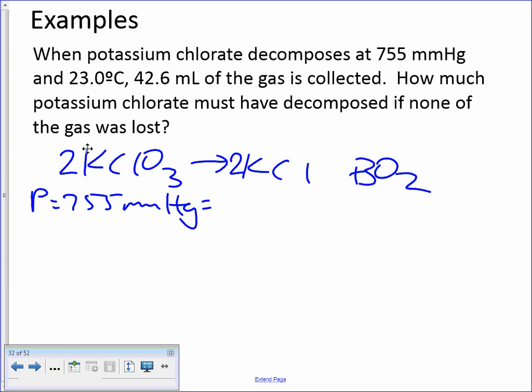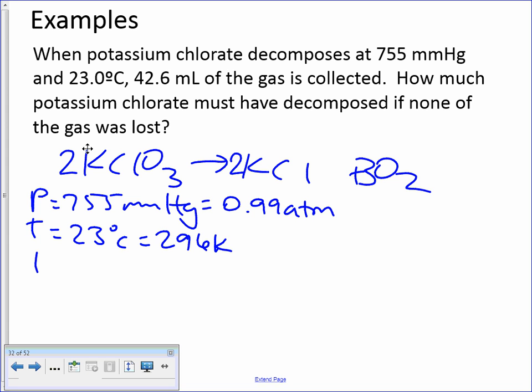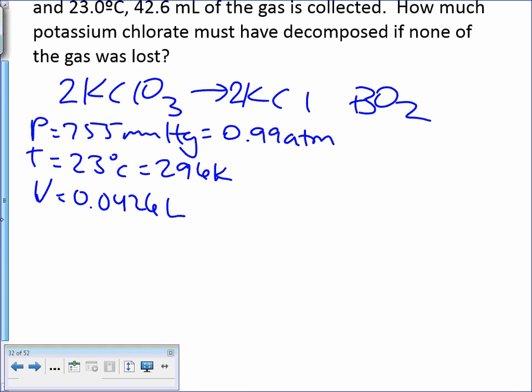Give me when you get there. A little less than 1, more specifically preferred. Calculators! Divide by 760 millimeters of mercury. 0.99. Okay, I'm stopping there. T is 23 degrees Celsius, so that's 296 Kelvin. V is 0.0426 liters, so I'm going to go ahead and put in my P V equals n R T kind of lingo here. And the question is how many grams of potassium chlorate decomposed.